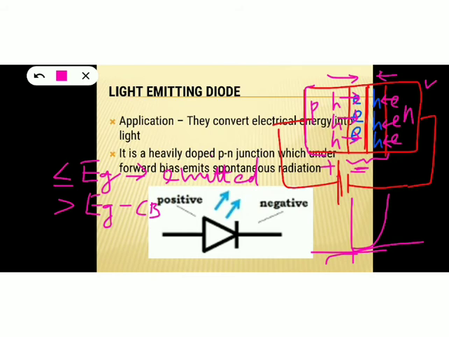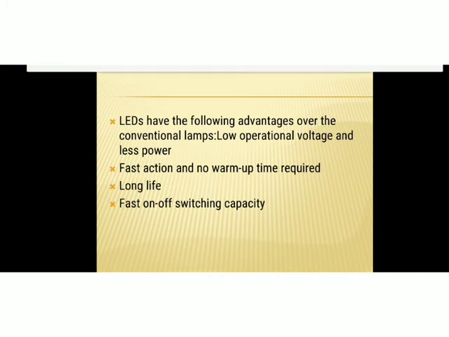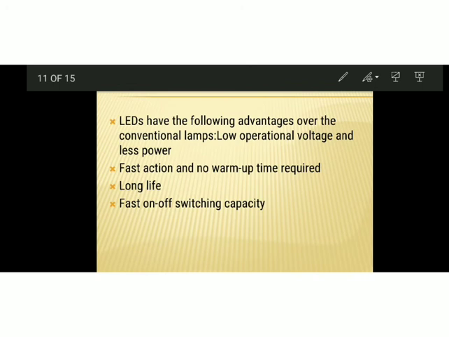But there are some advantages for this LED, so let's discuss the advantages of LED. LEDs have the following advantages over conventional lamps: low operational voltage and less power, fast action and no warm-up time required, long life, and fast on-off switching capacity. No need to explain all these points. You are very familiar with all these advantages of LEDs.